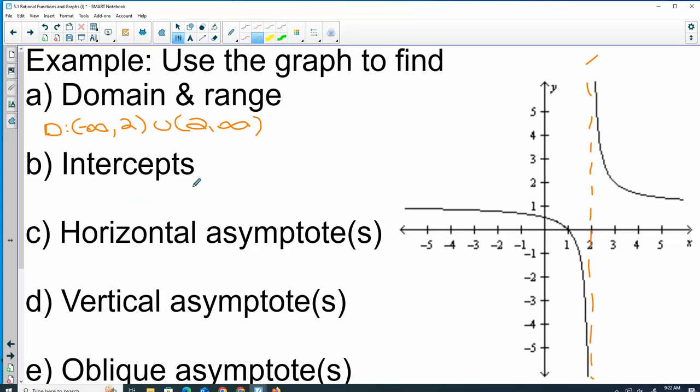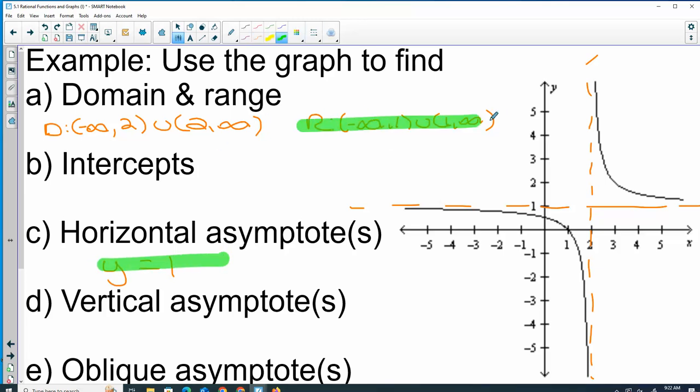My range, what's my y value we don't touch? At 1. -infinity to 1, union 1 to infinity. Let's come down here. What's the equation of the horizontal asymptote? Y equals 1. So notice your horizontal asymptote is the value that doesn't exist in your range.